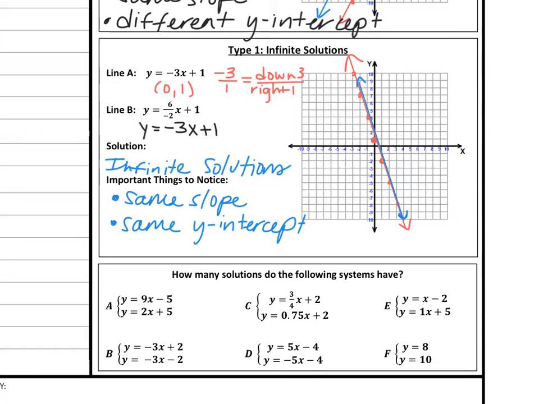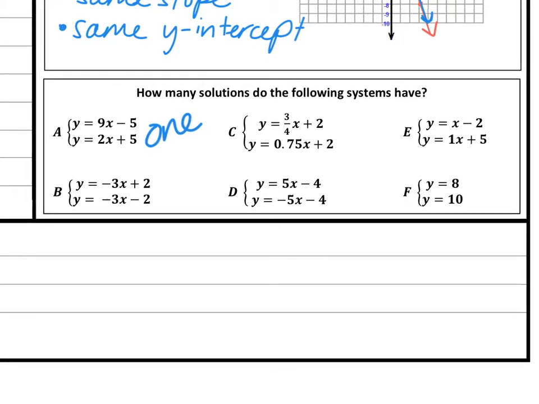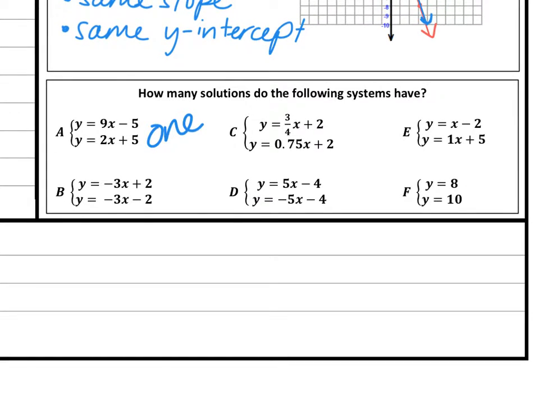Okay, if our slopes are different, how many solutions do we have? 1. Slopes are different. We're not saying what the answer is, I'm just asking how many. So because the slopes are different, one solution. Look at the next one, B.